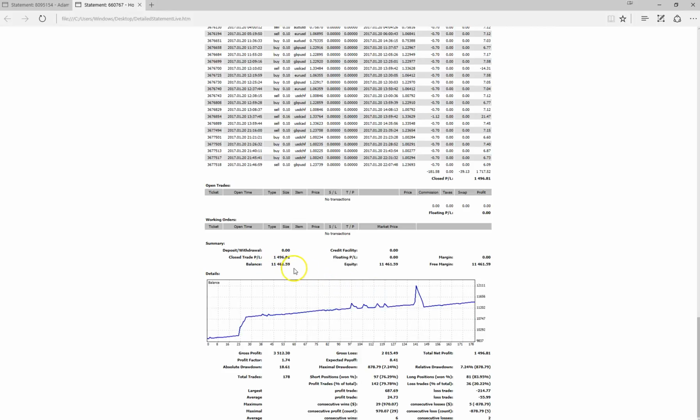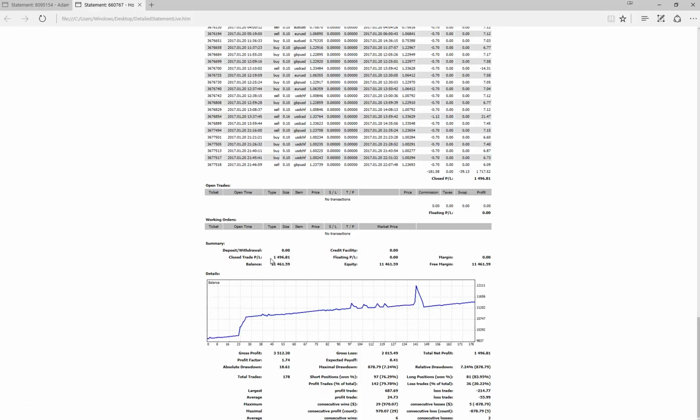Now, overall, the account is up for the month $1,496. That's excellent news for our charity of the month, who will be receiving 25% of these profits for the month. So for January 2017, it is World Vision, so that's excellent news for them.